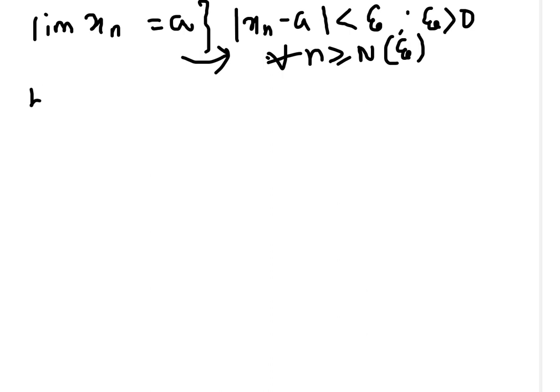Now you have to calculate the next thing, that is b_n, which is equal to how much? 1 by n times (x_1 plus x_2 up to x_n).